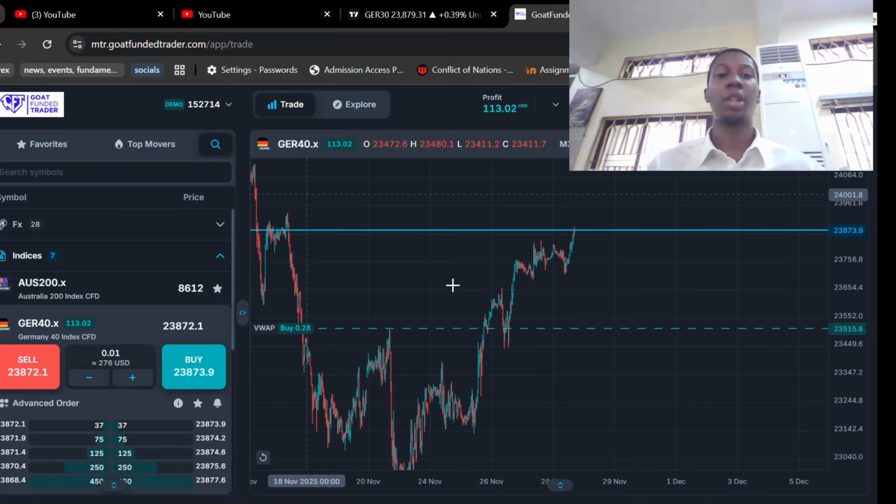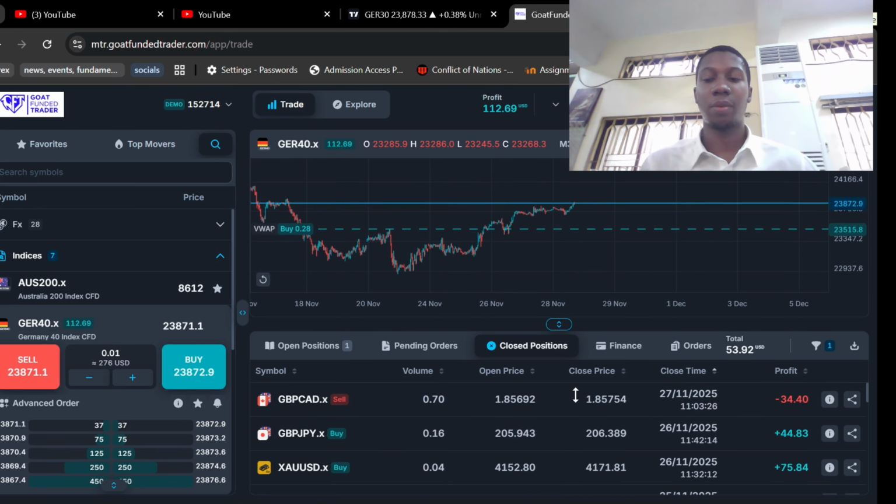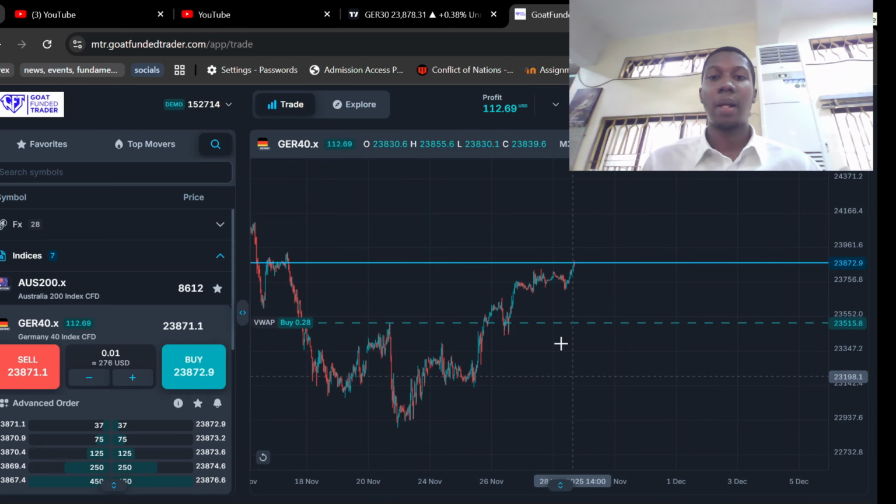So this German index final TP is $250, and yeah, let's hope it hits next week.